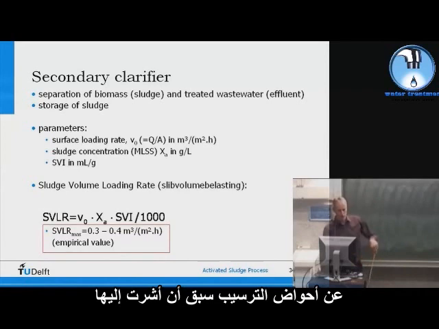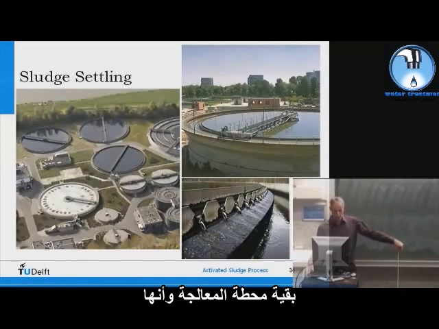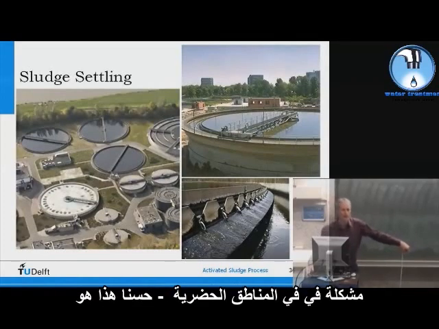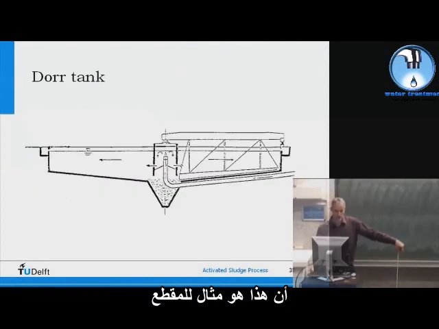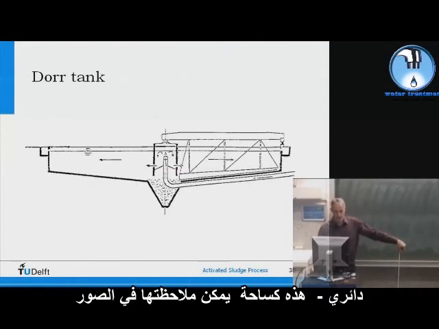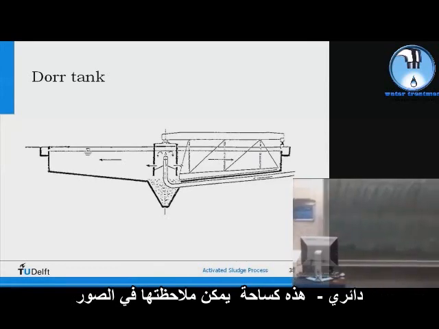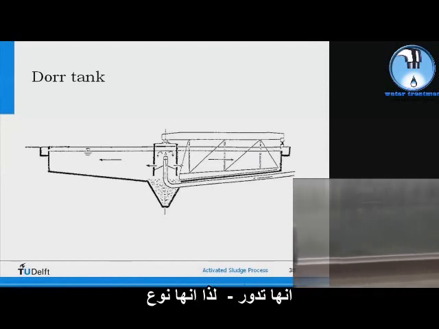This is a few pictures of settling tanks. I already mentioned they're pretty big compared to the rest of the treatment plant, and they take a lot of space. And that's usually a problem in urban areas. Okay, that's all. This is an example, a cross-section of a typical circular settling tank. This is a scraper, which can also be recognized in pictures.